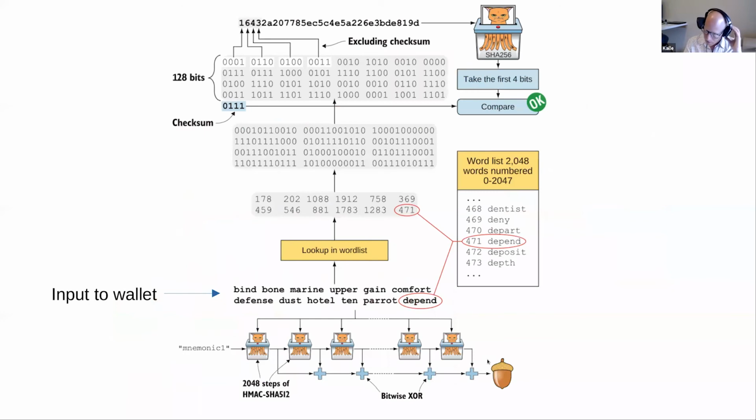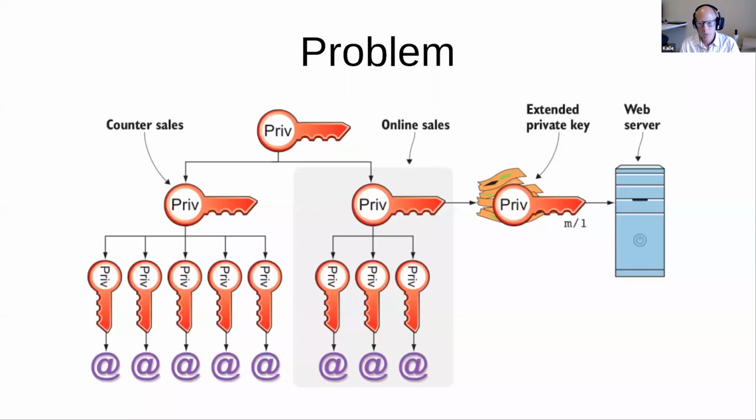Okay, that's neat and very useful. So we now have a way to back up once and for all, and we have a way of recreating the full tree of keys from a single seed. But there is one problem with this. Suppose that you have a web server. First of all, let's suppose that you have this master private key here, and you have two accounts, and you have a shop. You have one for counter sales and one for online sales.